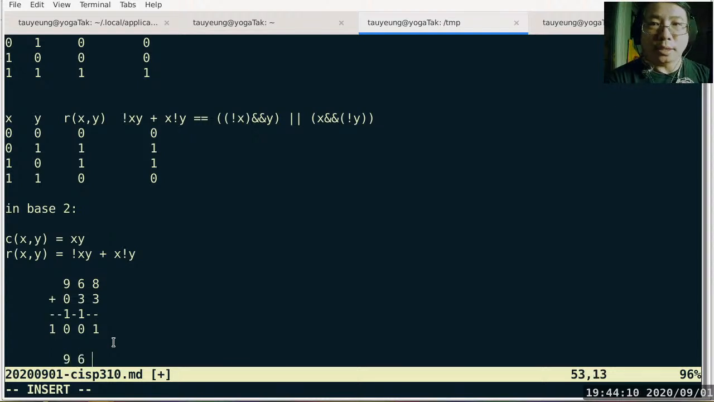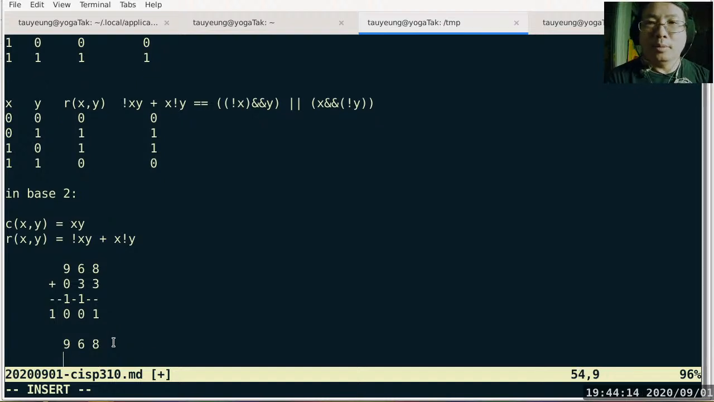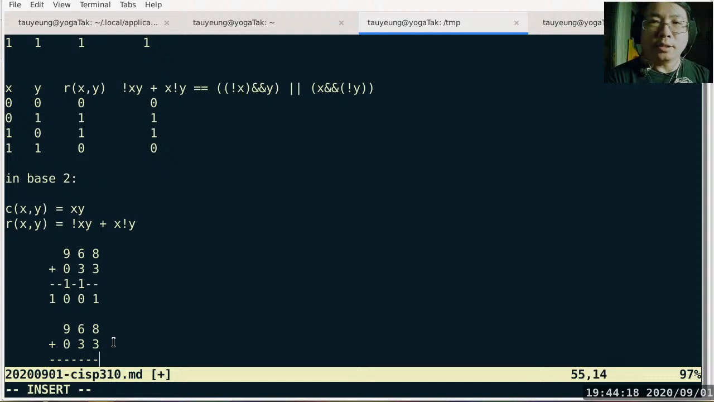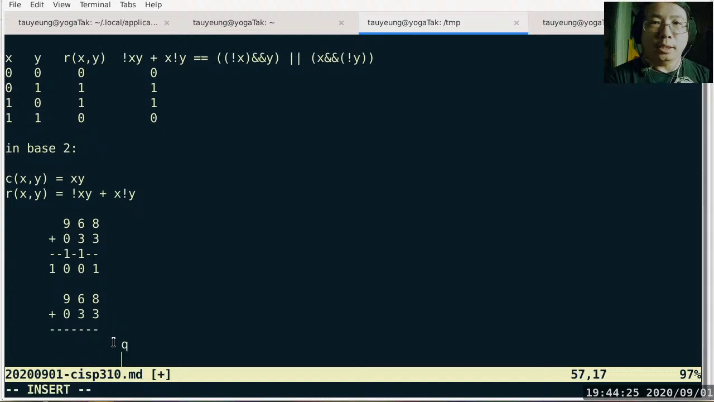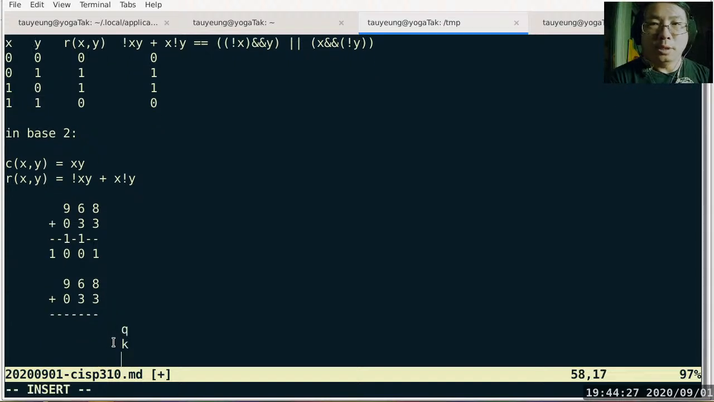So I'm going to use 968 plus 033. But this time I am going to have one row that I'm going to call the Q row, and then there's another row called the K row. And we have a second addition. So let me just describe what Q is.